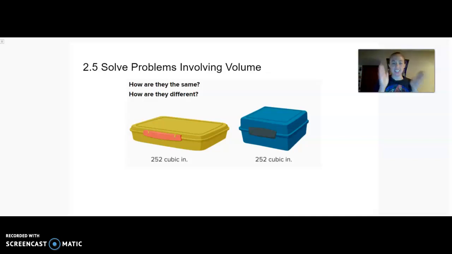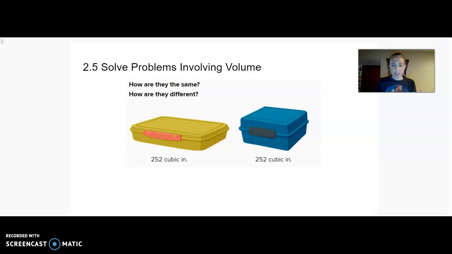All right, last lesson of this unit, solving problems involving volume. Now, I just want to point out that I'm going to show you some types of problems, but there are a lot of different types of problems out there that you might see. So just know this is going to give you some examples and hopefully some tools that you can apply to other problems. So first of all, just getting our brains thinking.